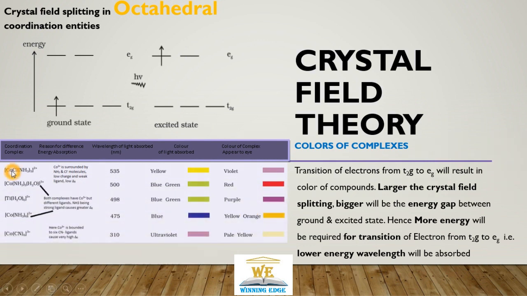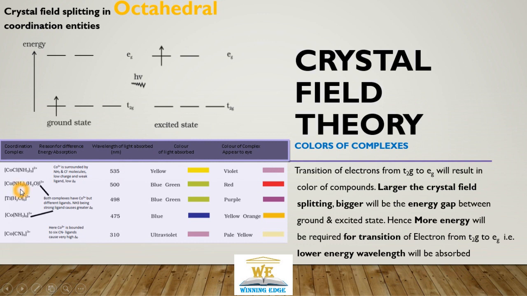Here are certain examples of colored complexes. Here we have a pentaammine chloro cobalt complex. Cobalt is in the 3+ oxidation state, and it absorbs 535 nanometer, which is yellowish, and the color we observe is the complementary color, which looks almost like violet.